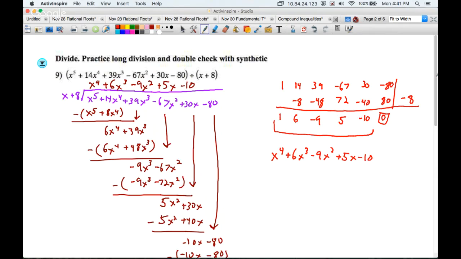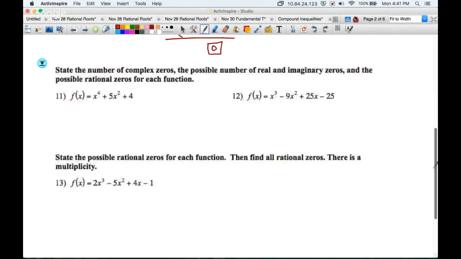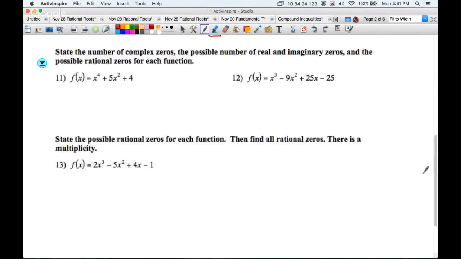All right, so we did the long division, we double checked with synthetic. Let's move on to number 12. When it's odd, it makes things just maybe slightly more difficult.